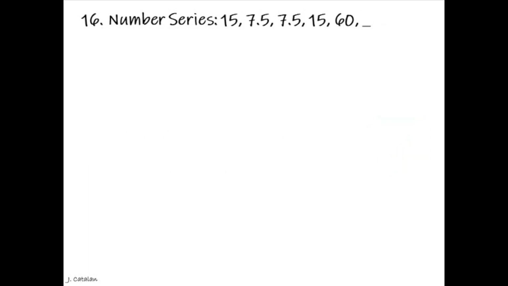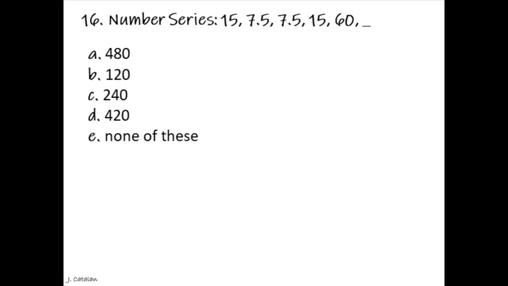Number series: 15, 7.5, 7.5, 15, 60, underscore. In case you encounter difficulties in finding the pattern, relying on the options is the best possible way to do. Here the options are bigger than the given number series.